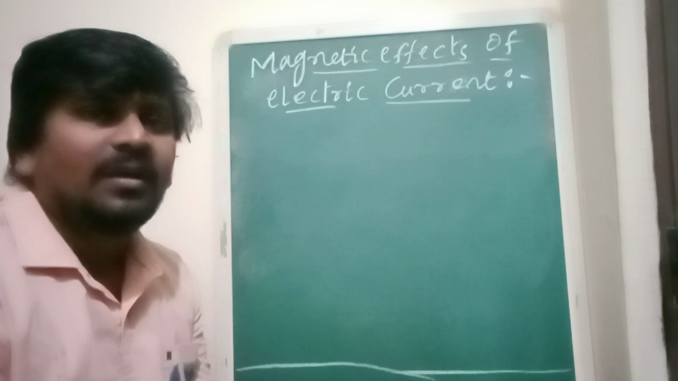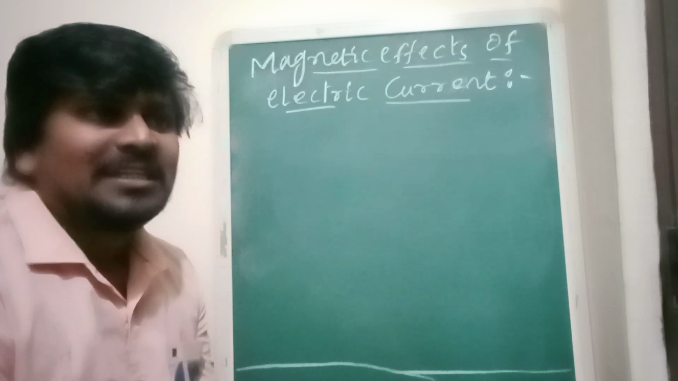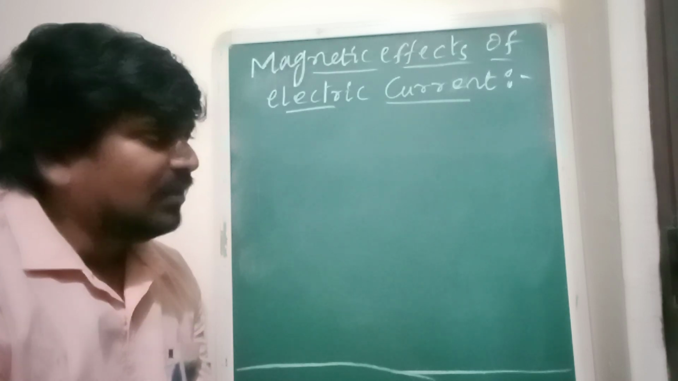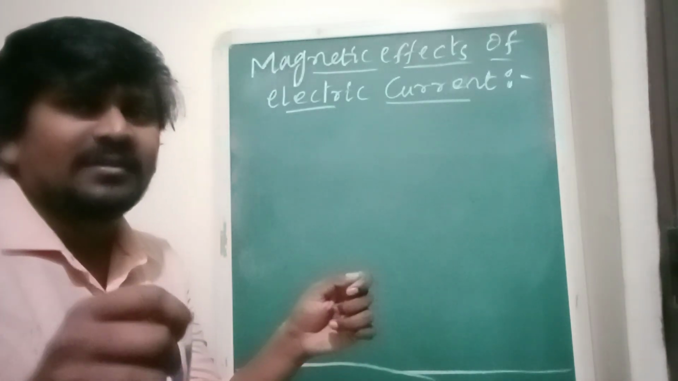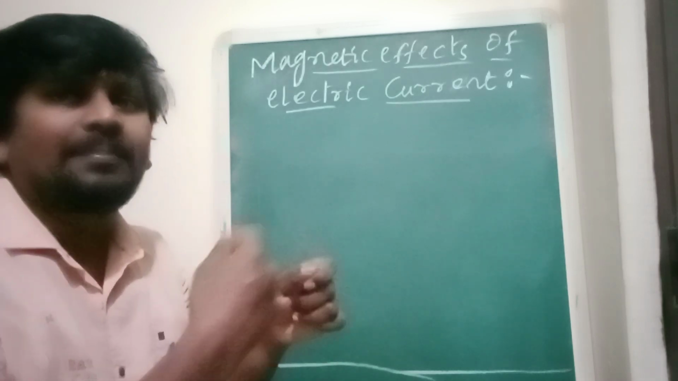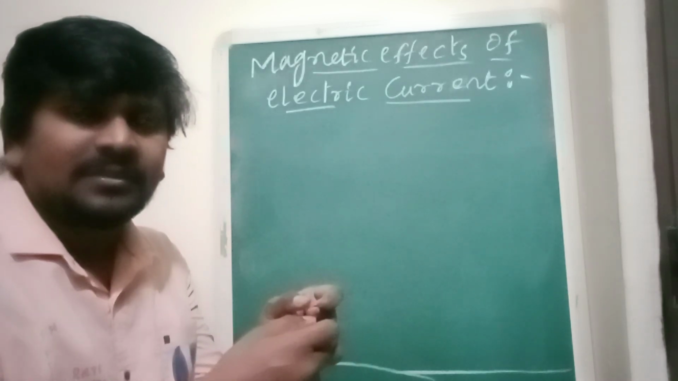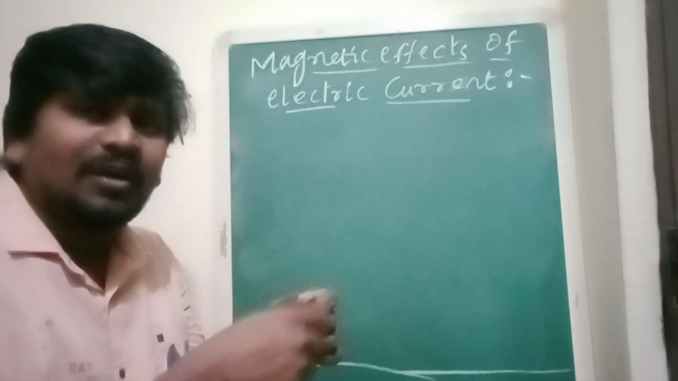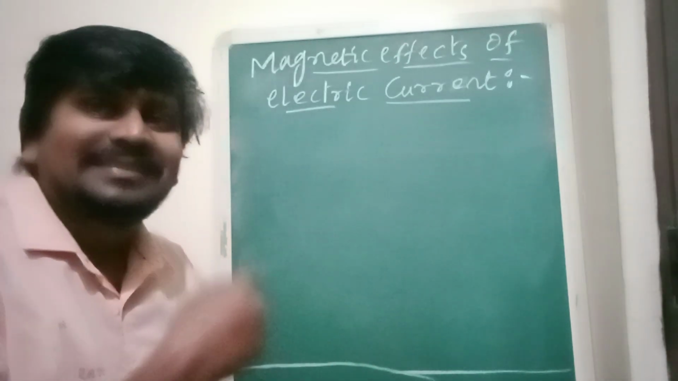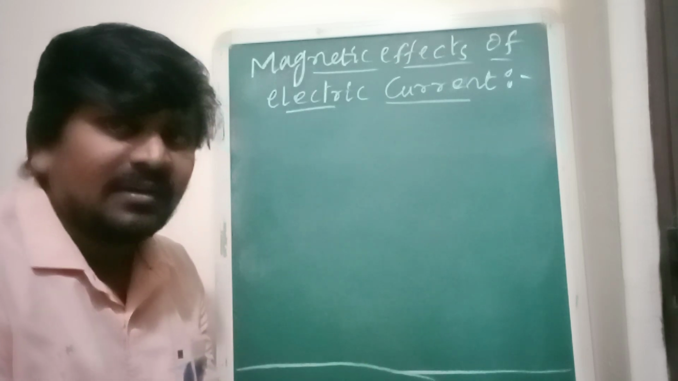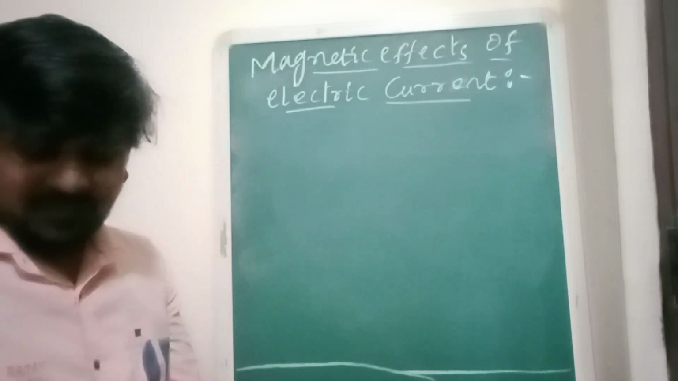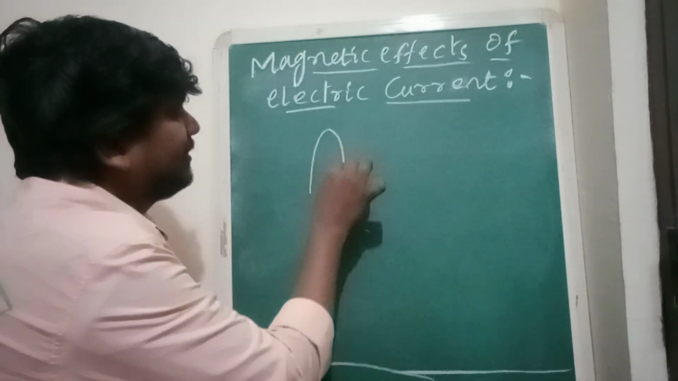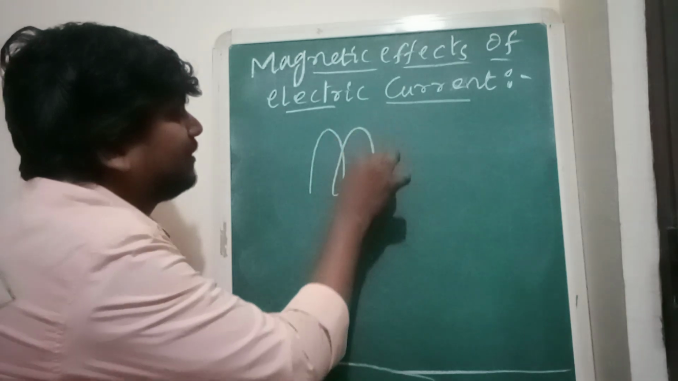In this video, I'm going to cover the solenoid topic. That is, if you take a copper wire and bend or wrap it in the form of a cylindrical shape, then you'll get a shape like this. So you can consider a shape like this.